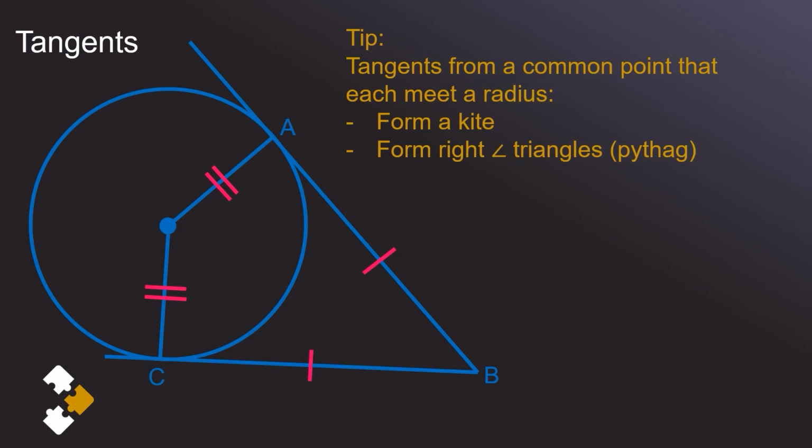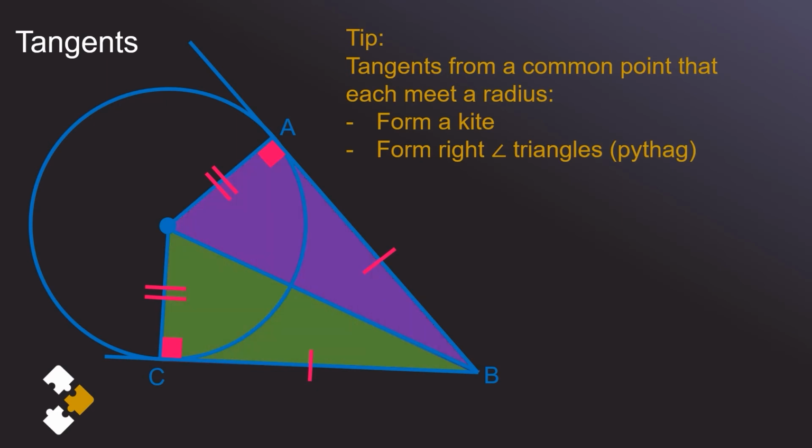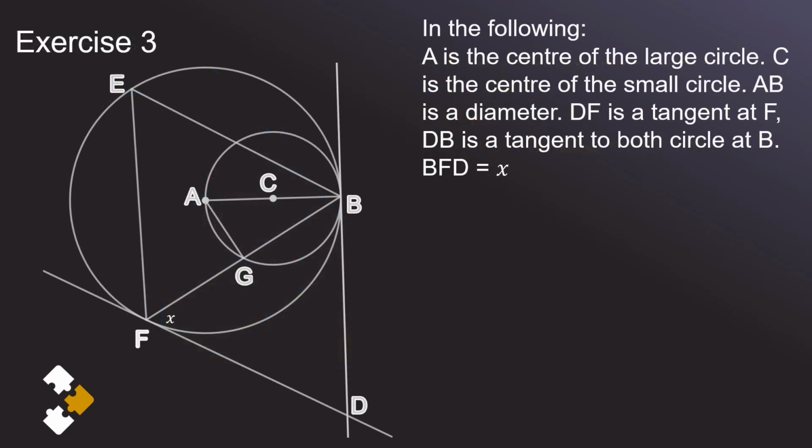And then we know that radii meet tangents at 90 degrees, and so we can claim that this figure here is a kite, because we do have 2 pairs of adjacent sides that are equal in length. Then, if we draw a line from the center to that common point, it divides this kite into 2 right-angled triangles. And do remember that when you have right-angled triangles, Pythagoras' theorem is one of the tools in your toolbox. So, let's see how we can apply all of these things.